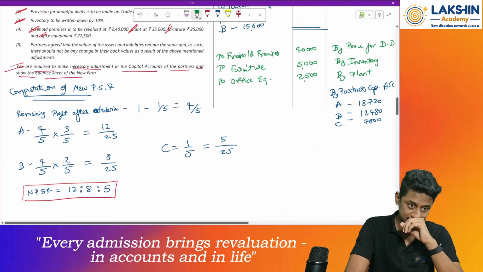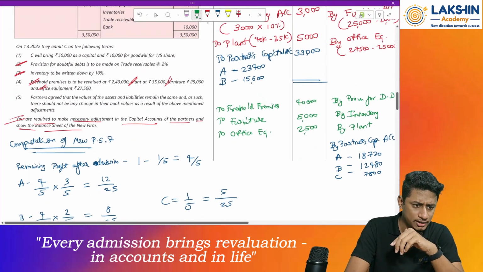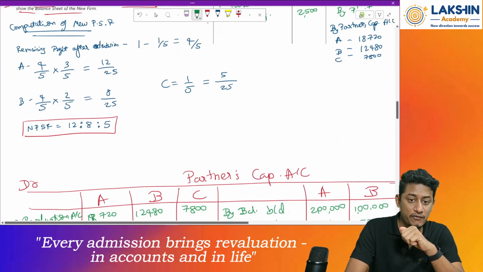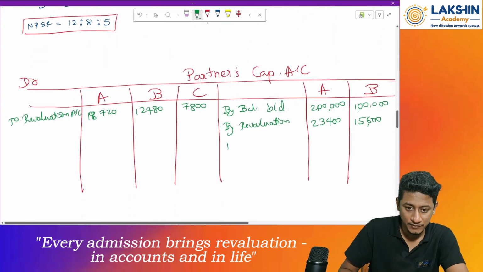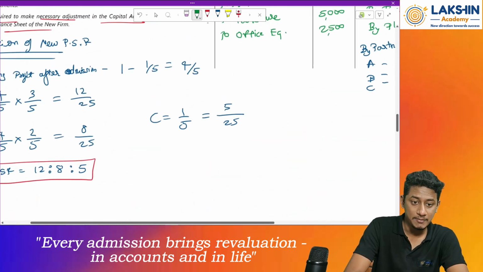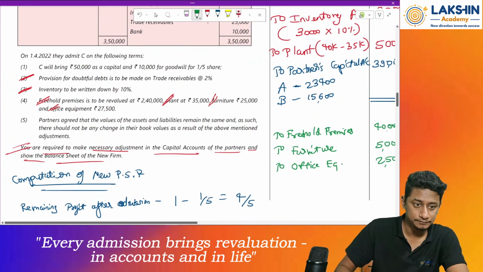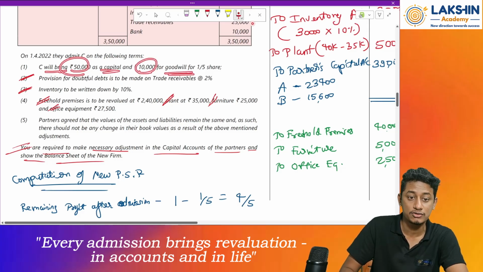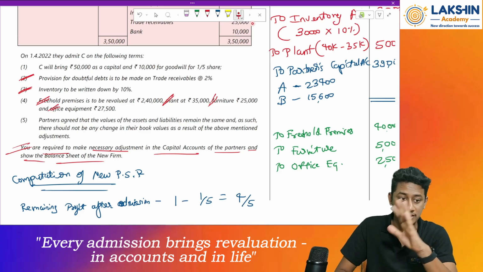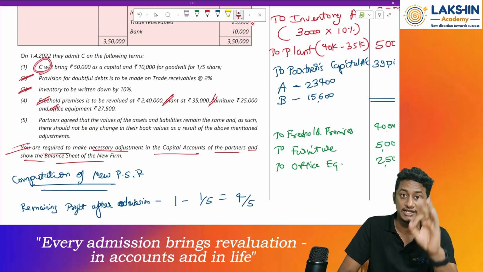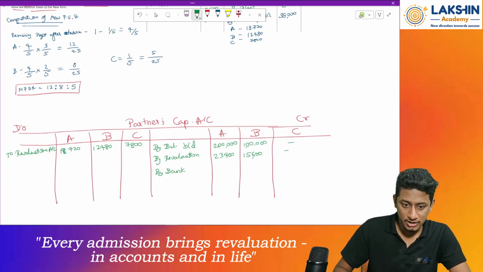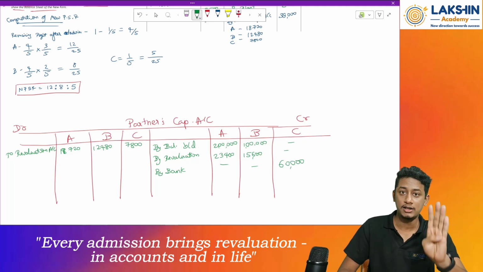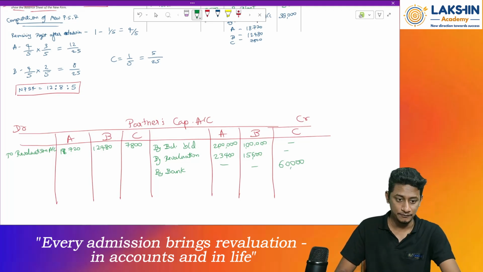After this, what else is pending? Okay, goodwill adjustment. Before goodwill adjustment, the capital brought in by him. So by bank account. What is this for? He has brought in some money. Remember, see over here, he has brought in 50,000 towards capital and 10,000 towards goodwill. So how much total amount has he brought in? Mr. C, how much has he brought in? Rupees 60,000 as capital plus goodwill. Right? Okay.